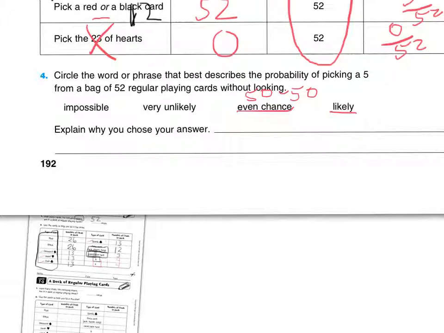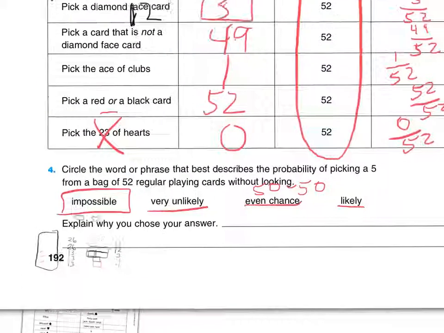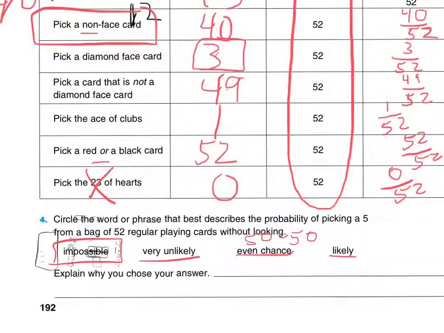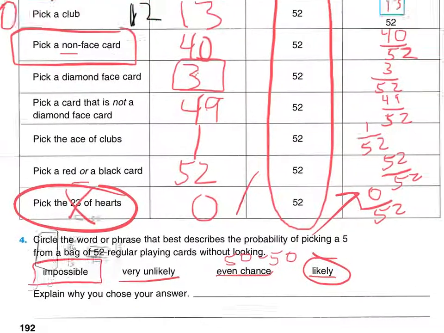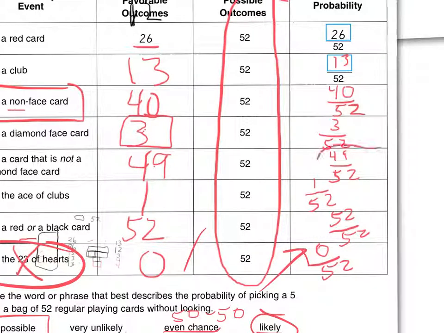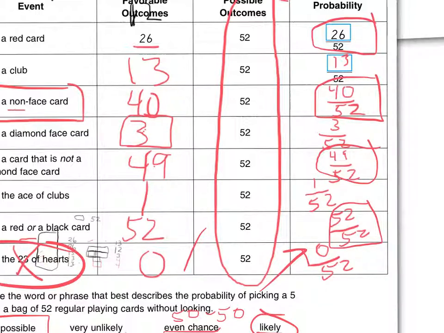That's 50-50. Very unlikely or impossible. Impossible would be something like picking the 23 of hearts. That's impossible because it's 0 out of 52. Likely would be something more like this 49 out of 52. That's likely. 52 out of 52 is certain. 40 out of 52 I'd say is likely. 26 out of 52 is even chance.